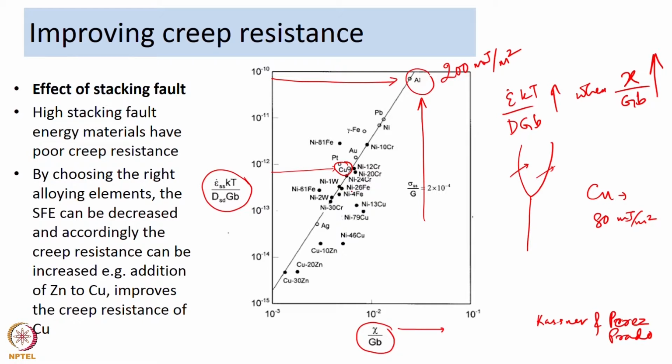Now, the role of stacking fault is coming up even more nicely when we compare copper to its alloys. If you look at copper versus copper 10 zinc or 20 zinc, etc., the stacking fault energy is coming down further. As you increase the zinc content, the stacking fault energy is coming down, and as the stacking fault energy is coming down further, you are seeing further improvement in creep resistance. So, the strain rate of deformation is continuing to come down.